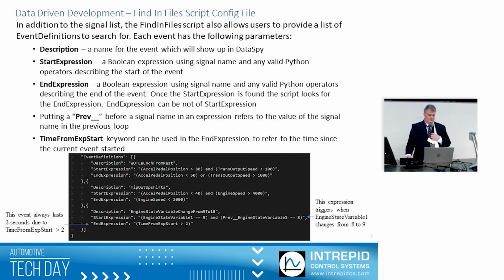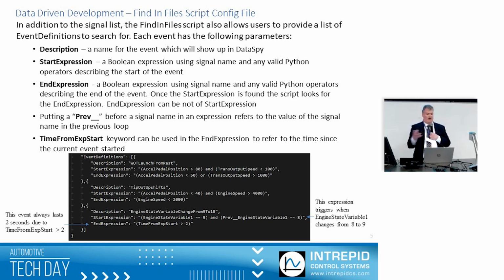And so this at the bottom is an excerpt from the config file of the Find in Files script, where you can define a list of events that you're looking for. Each event has a description, like the first one here is watt launch from rest. And then there's a start expression and an end expression. These expressions are just Boolean expressions of the signal names in the file. But you can also use any Python commands or functions.